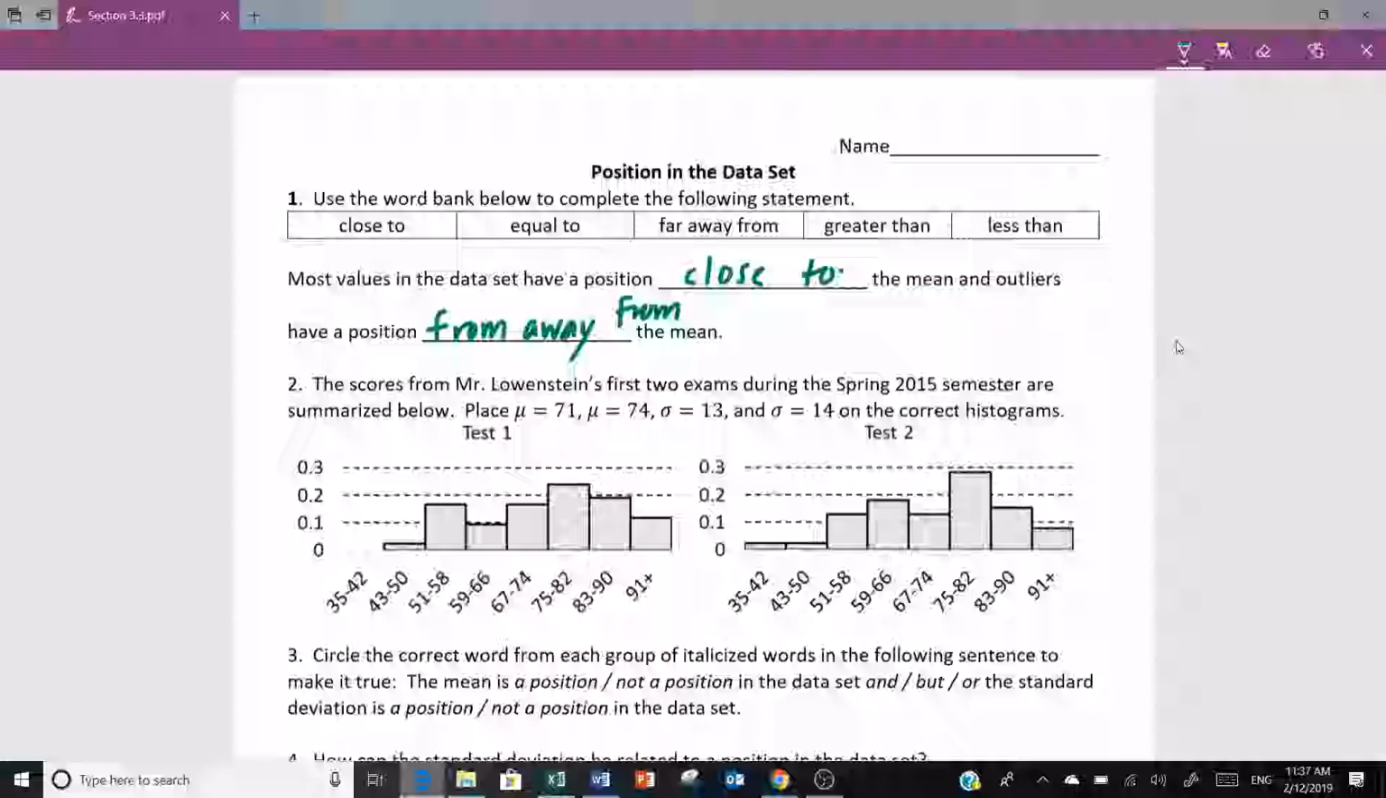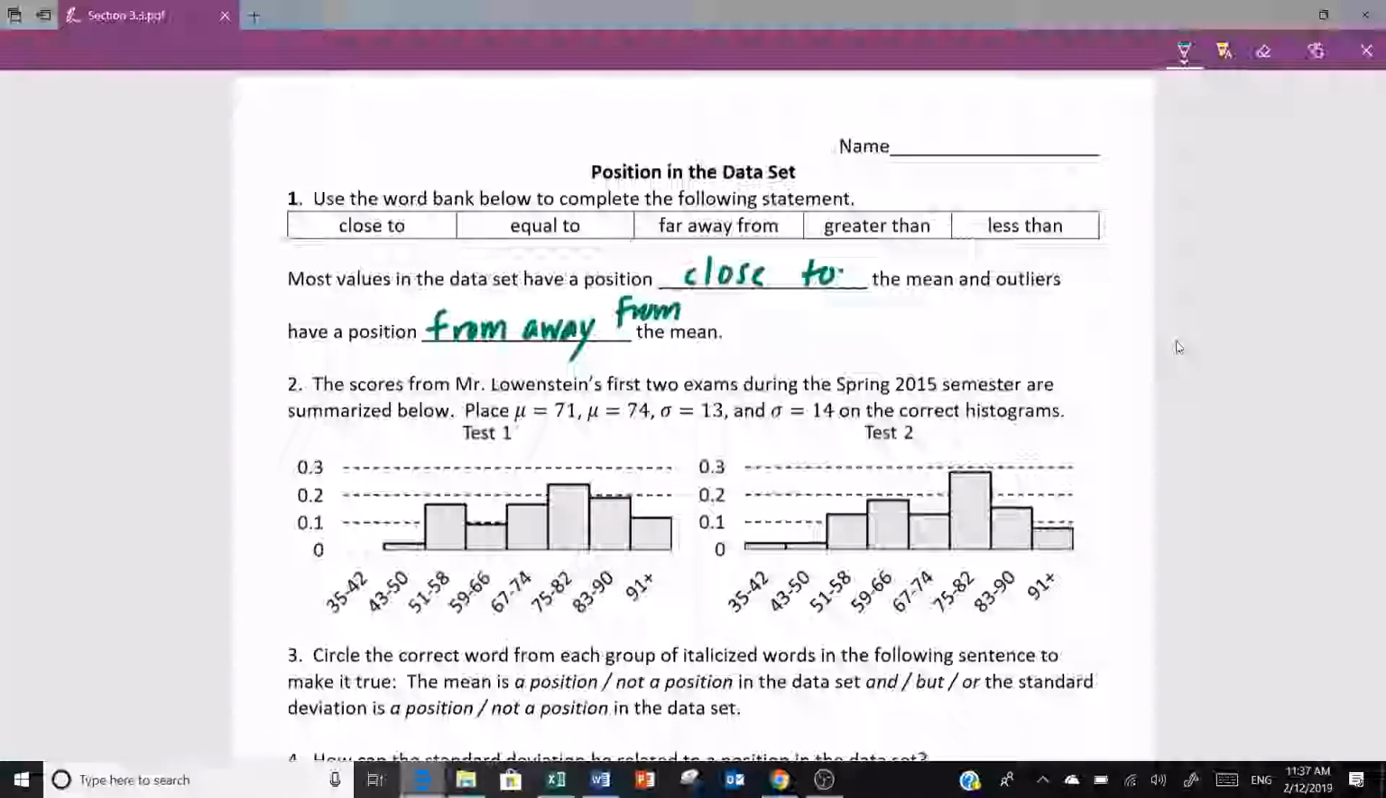Good. So we have a mean of 71, we have a mean of 74. So that means one of these graphs has a mean of 71 and the other one has a mean of 74. And then what does this little symbol mean? Sigma. Does it have anything to do with the sum sigma? No, completely different symbol. And what does this one mean? Good, standard deviation. So again, one of these graphs has a standard deviation of 13 and one of them has a standard deviation of 14.